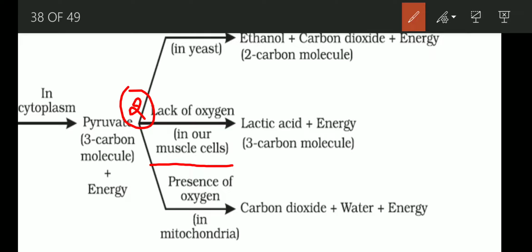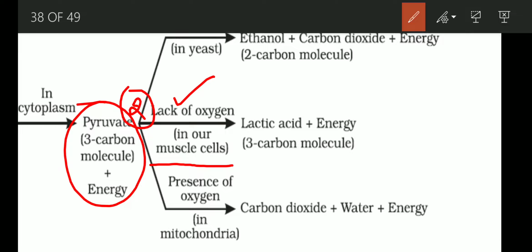What happens at that time? Our muscles, from being aerobic, they change into anaerobic. They start performing anaerobic respiration for some time. Okay? So this happens in the lack of oxygen. So what are the products formed? Again we start with pyruvate here. In all 3 pathways we'll start with pyruvate only.